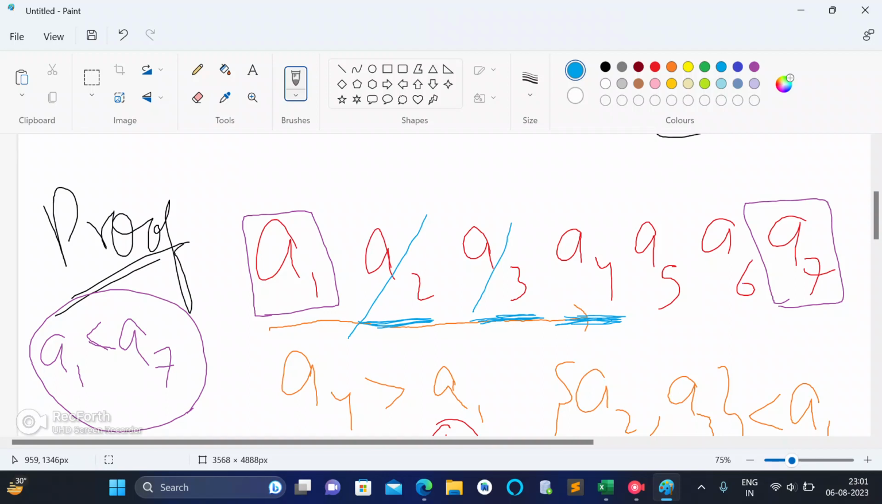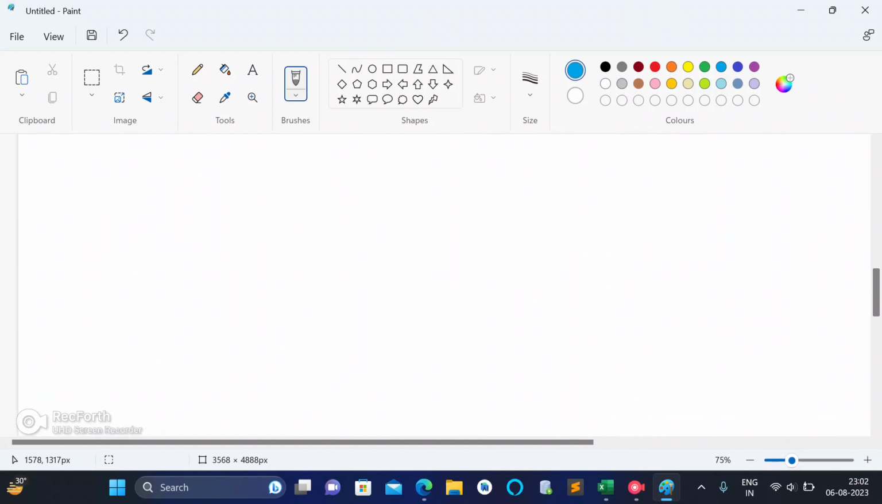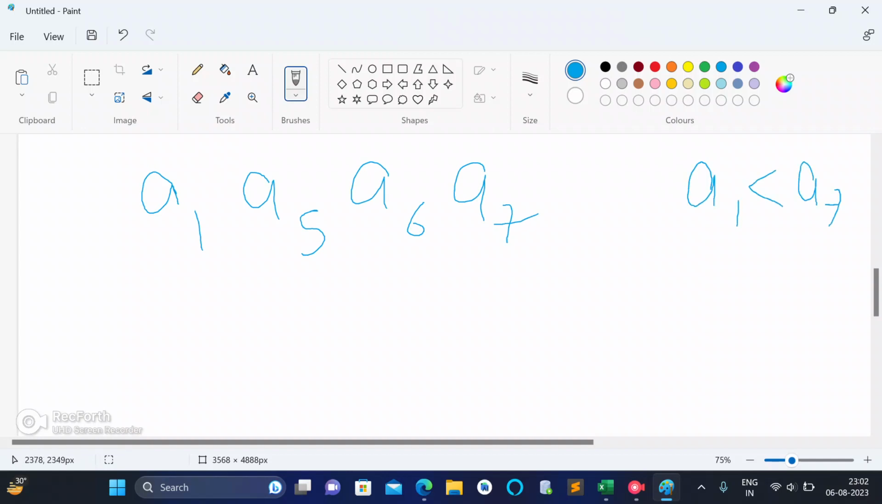Okay. And I also know that my A1 is lesser than A4. If my A1 is lesser than A4, I can easily remove A4 now. So as I remove A4, my array becomes A1, A5, A6, A7. And I know that A1 is less than A7.